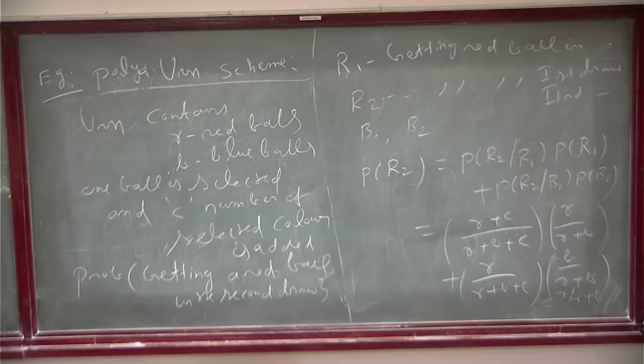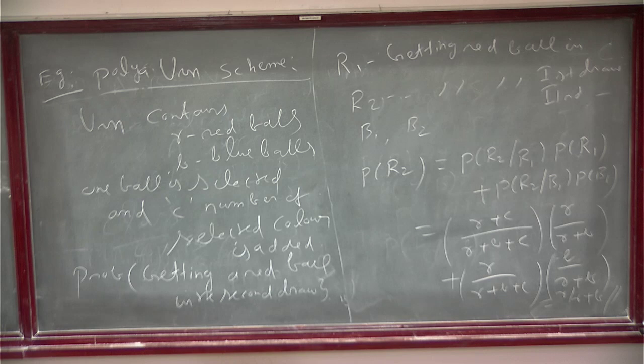So 2 events A, B are said to be independent if the probability of A intersection B is P of A times P of B. This is what is called independence. P of B, sorry. I hope I wrote it correctly there. P of A times P of B. That's what I want to write. P of A intersection B is P of A times P of B.